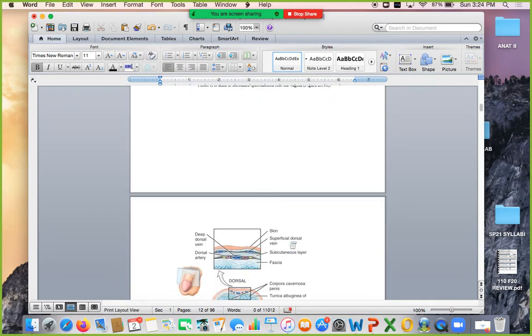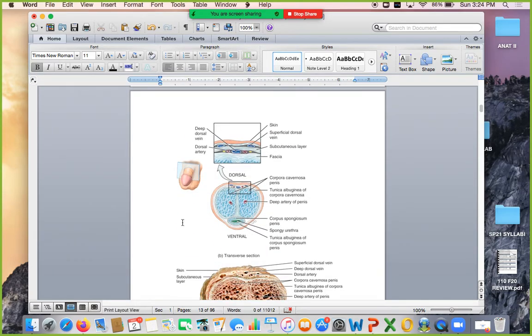All right, so what did I miss? I think we touched on that. Okay, so here's going to be a transverse section of the penis. Again, I'm going to note that we have two different types of tissue, but there are basically three sections. Two of the sections are the corpus cavernosa penis, and one is the corpus spongiosum, through which the spongy urethra is going to run.